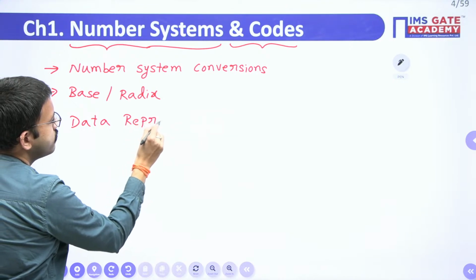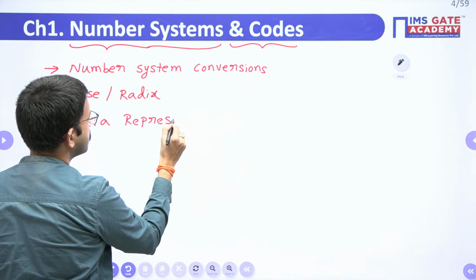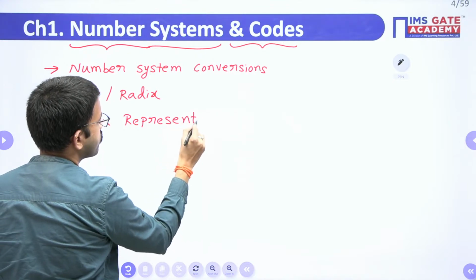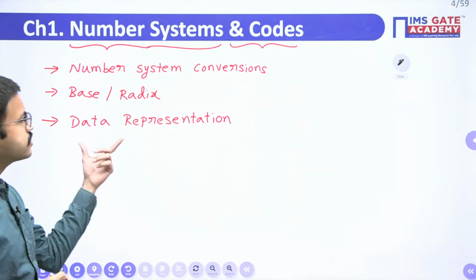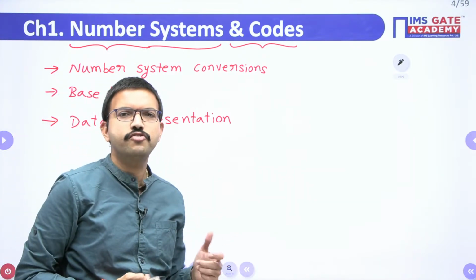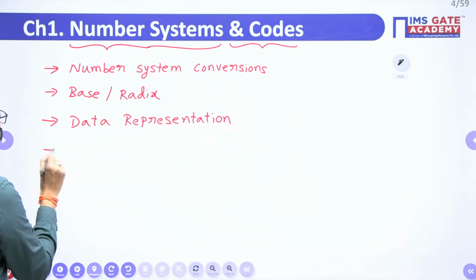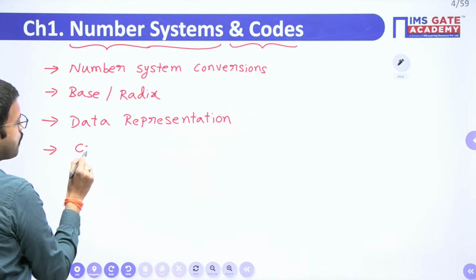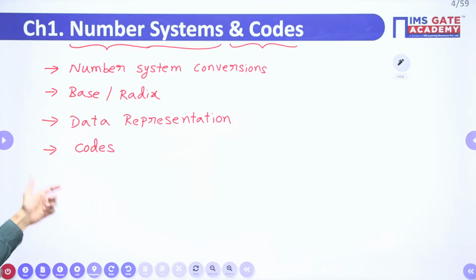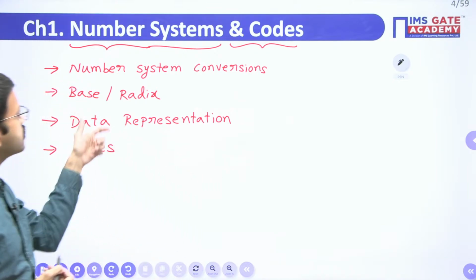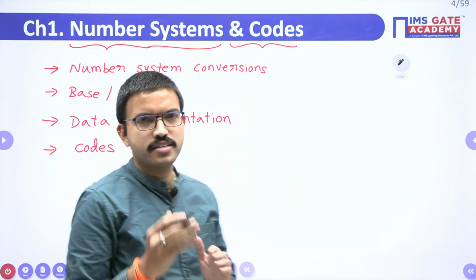In data representation, we'll discuss the questions related to sign magnitude form, 1's complement form and 2's complement form. Then we'll discuss the questions related to codes. These are the topics we are going to cover now. These concepts are very, very important for your GATE exam.